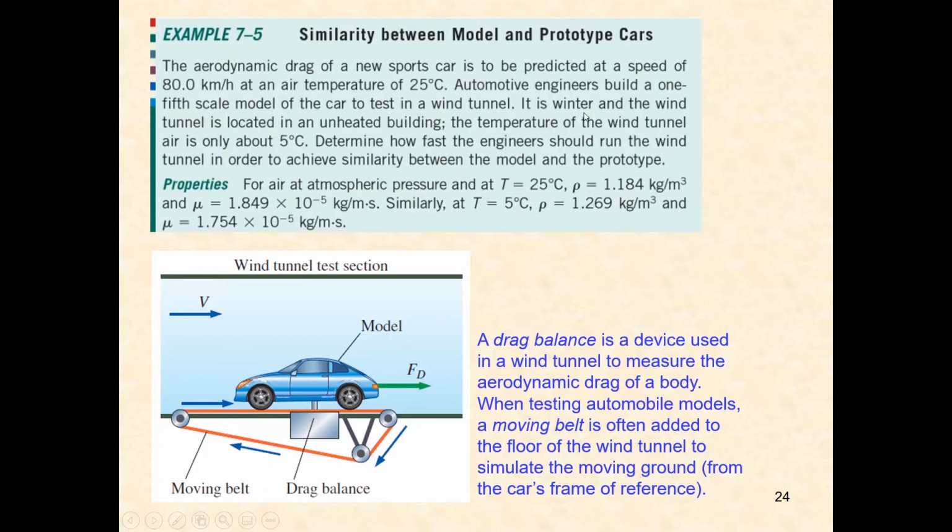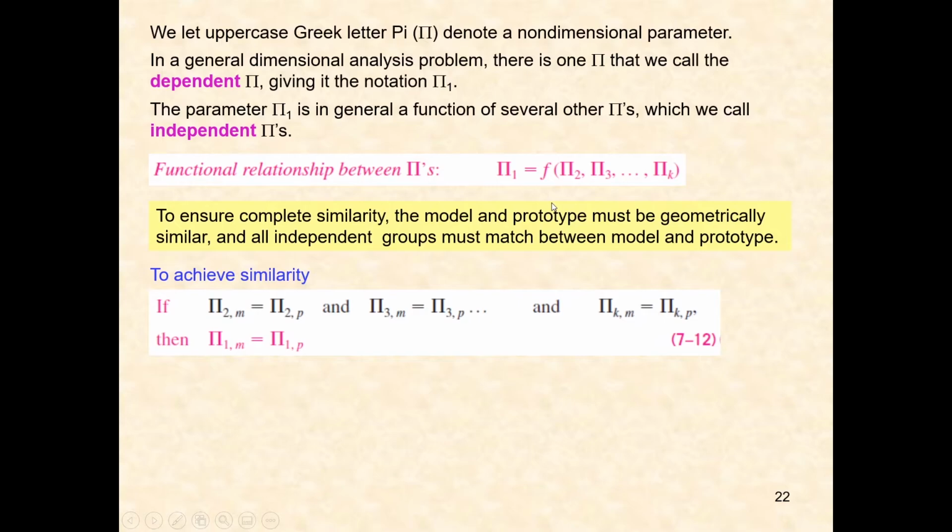So it is winter and the wind tunnel is located in an unheated building. The temperature of the wind tunnel air is only about 5 degrees Celsius. So you know that air at 25 degrees Celsius and 5 degrees Celsius has different properties in terms of density and viscosity; all is changed. So determine how fast engineers should run the wind tunnel in order to achieve similarity between the model and the prototype. So we go back to here.